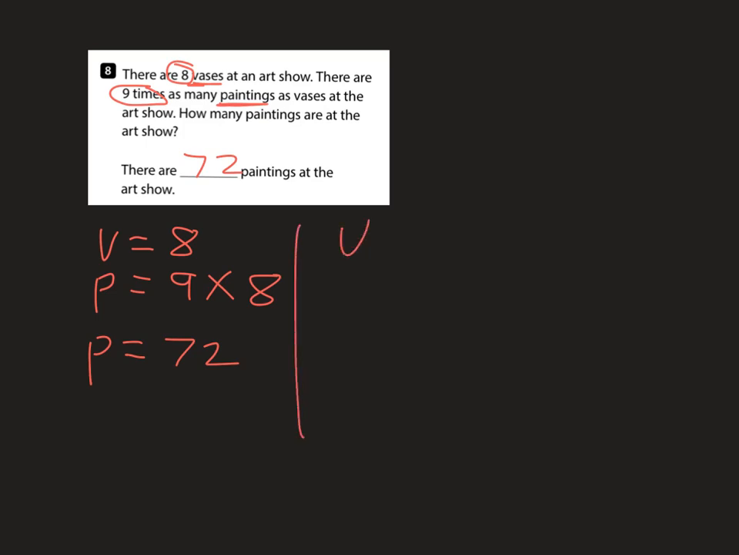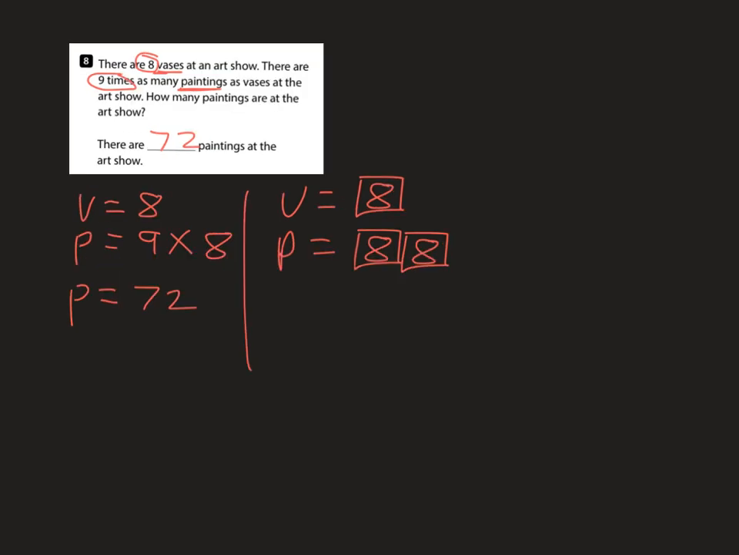Alright, let's show your bar model. Vases equals 8. Alright, then paintings equals 9 times as many. 1, 2, 3, 4, 5, 6, 7, 8, and 9.